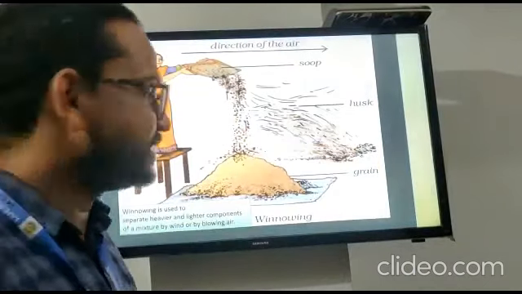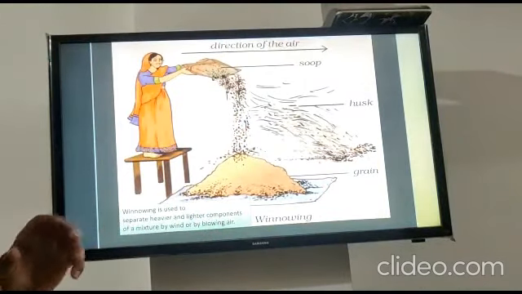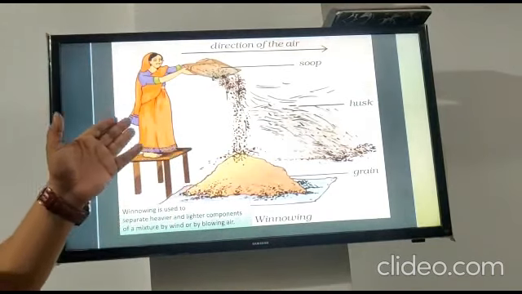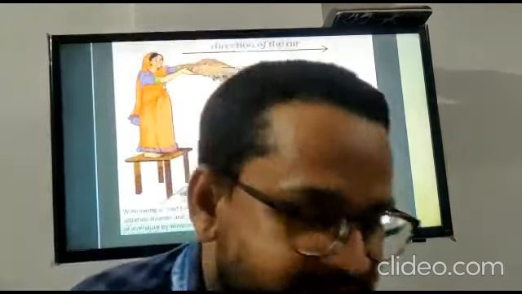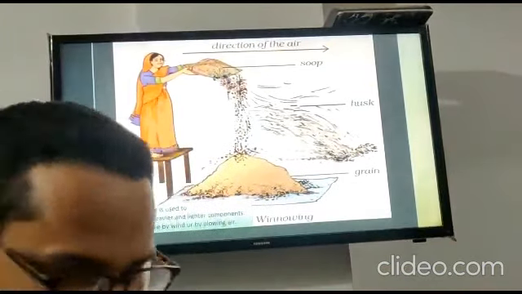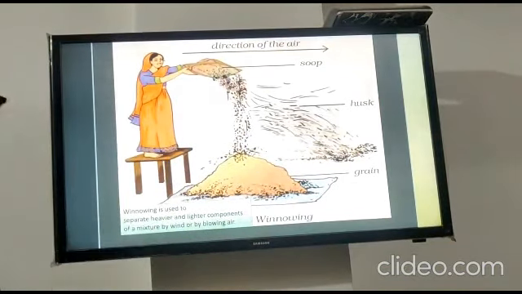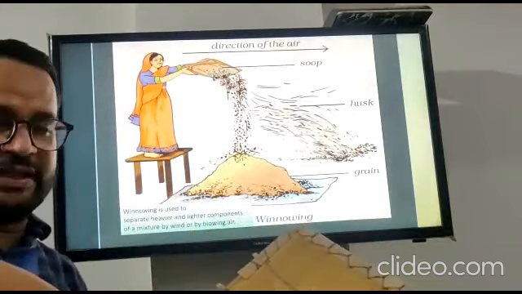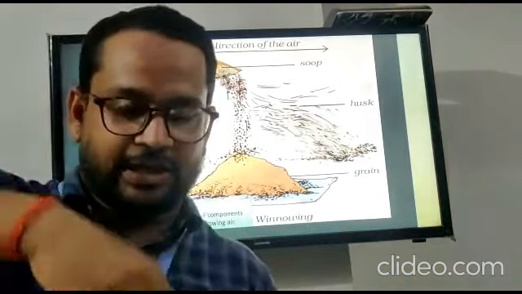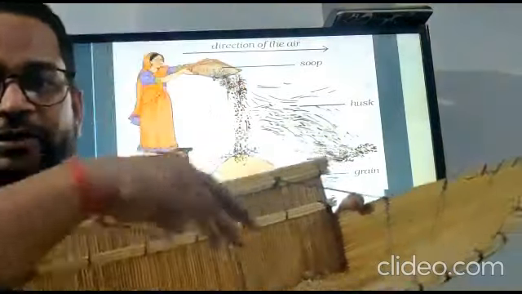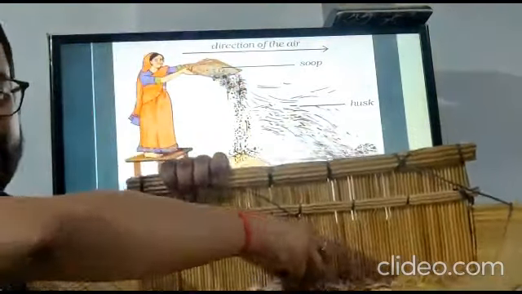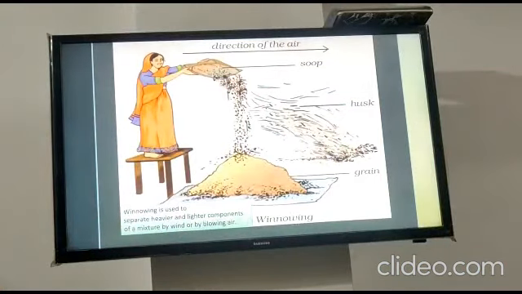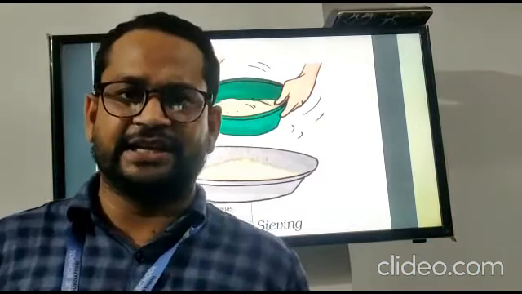The next process is winnowing. You can see a woman standing and taking a soup, just like this. You can see that is a soup, and there are a lot of impurities, a lot of things mixed with the grains. You can see that process is called winnowing. That is very common in the village areas.